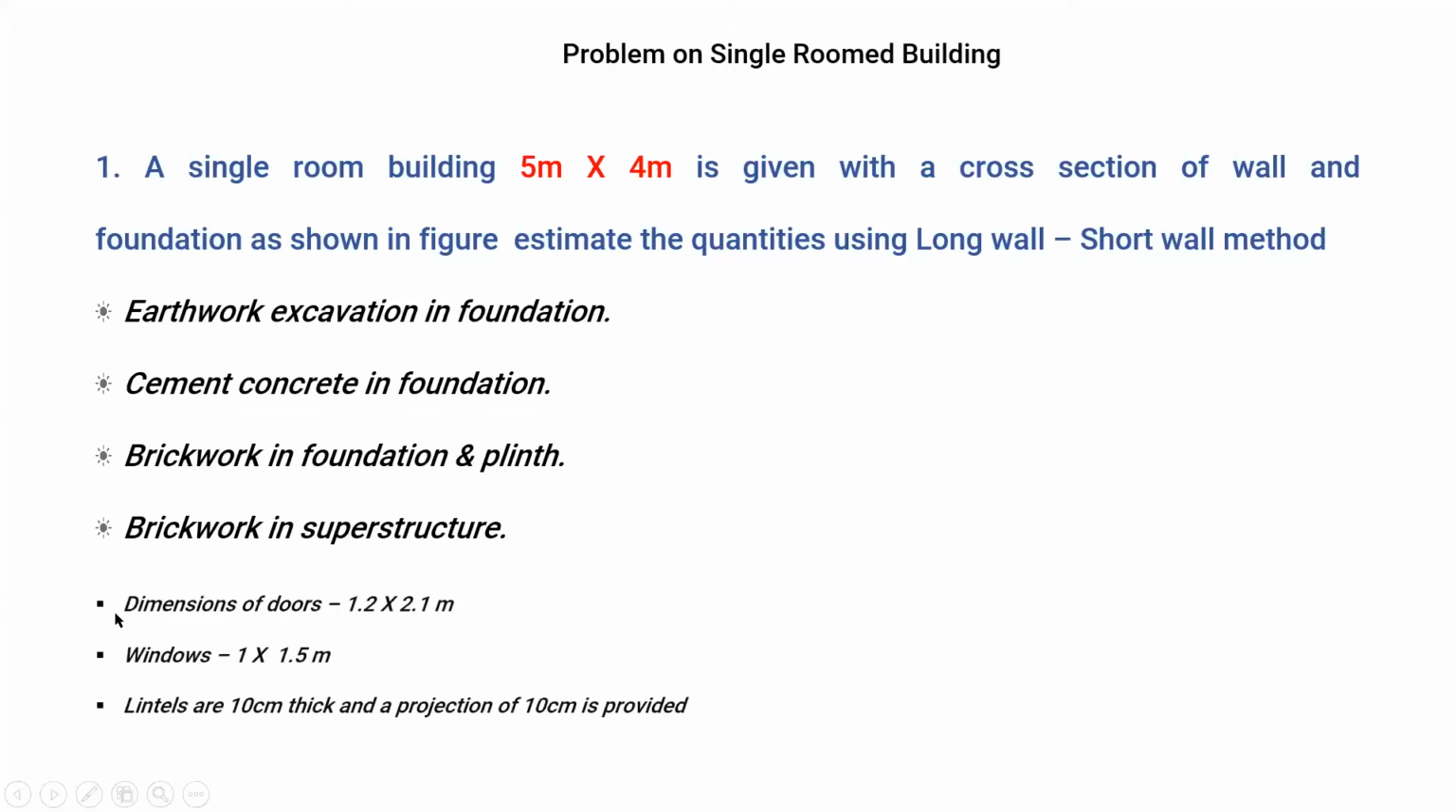Along with this, there are some additional things which are given: the dimensions of door, window, and the lintels. The dimensions of the doors are given as 1.2 by 2.1 meters, windows as 1 by 1.5 meters, and lintels are 10 centimeters thick, and a projection of 10 centimeters is provided outside the door and window. Coming to the problem.